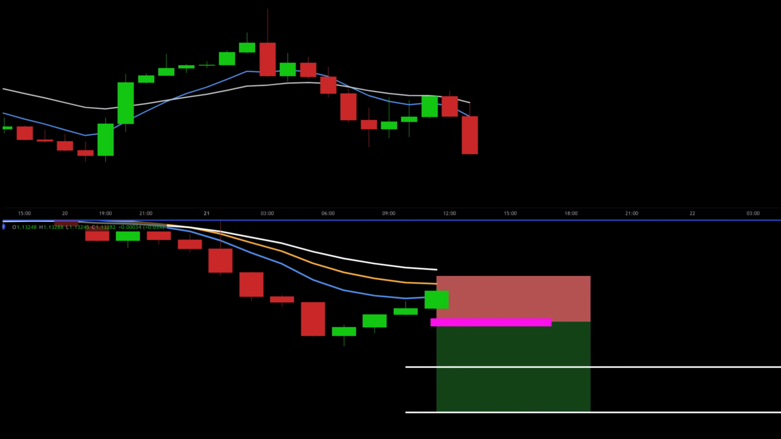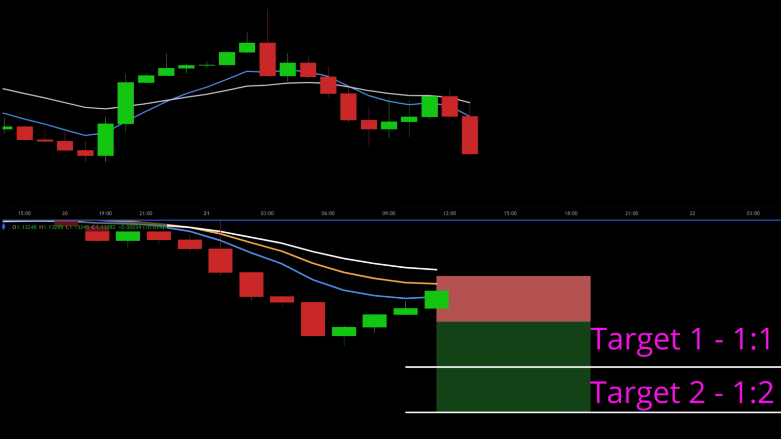A sell stop order is placed 3 pips below the trigger candle, and that order is left open as long as price does not close above the 21 EMA in white. The stop loss level is placed 3 pips above the highest level of the previous 5 candles, and the position is split into 2 equal parts. Target 1 is 1-to-1, and target 2 is 1-to-2.